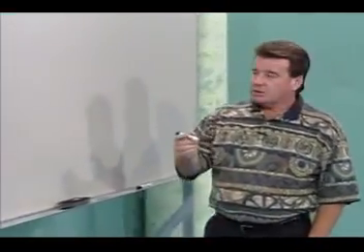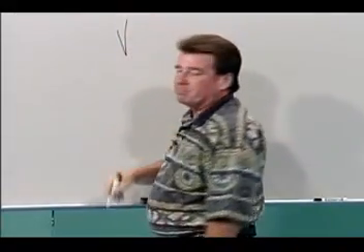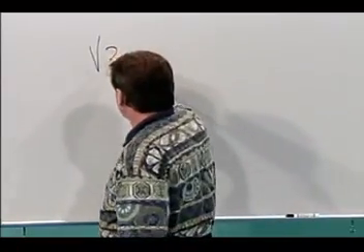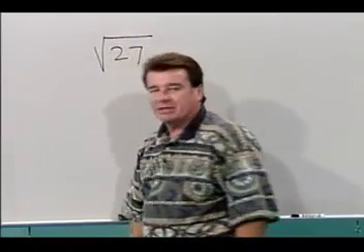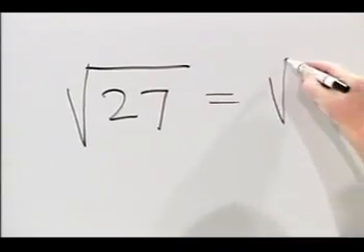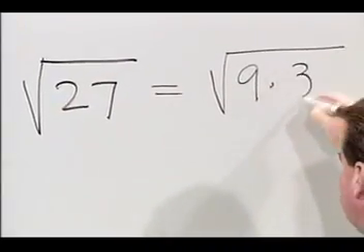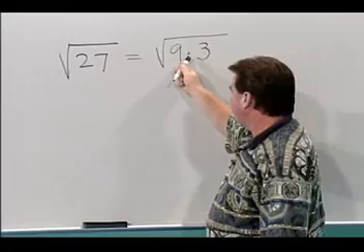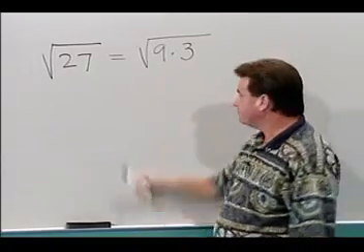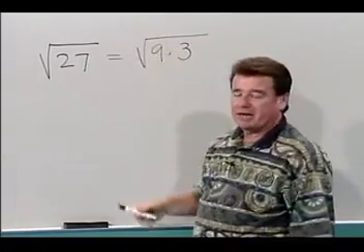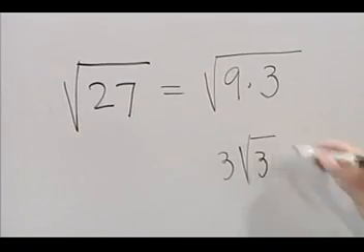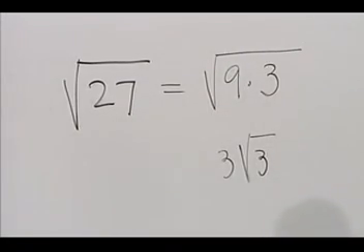Now, what we'll notice is this: when I have a problem like the square root of 27, and somebody says simplify that, what I need to know is the square root of 27 can be rewritten as a product of a perfect square and some other number. So remember, 9 is a perfect square. Now, what's the square root of 9? And you say 3. And what's left inside? That is 3. So the answer is 3 square roots of 3.